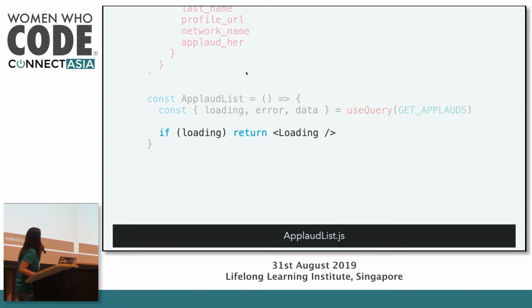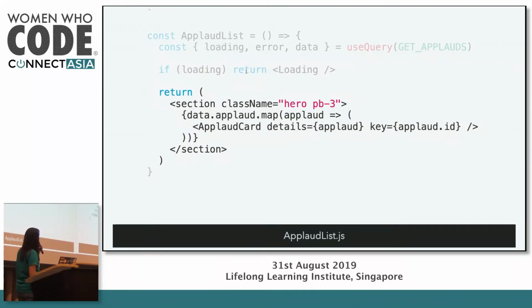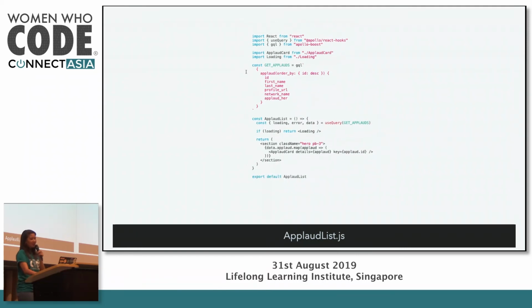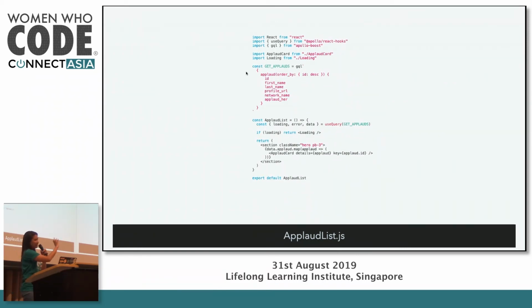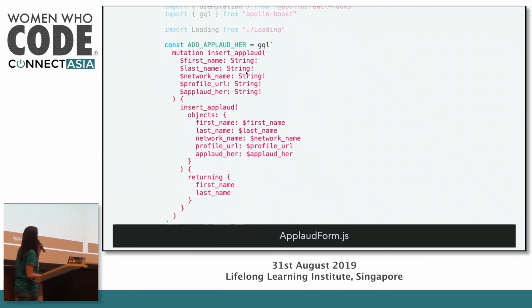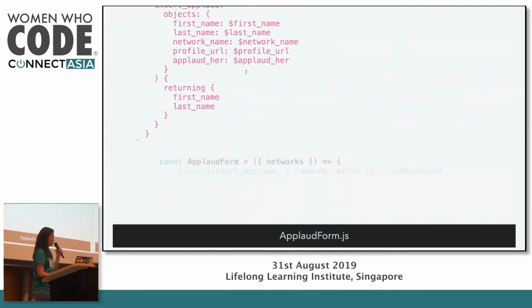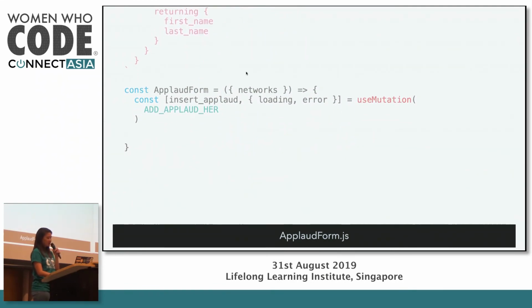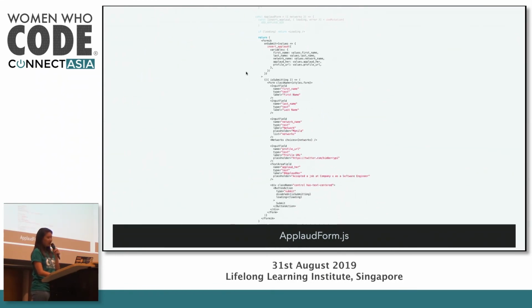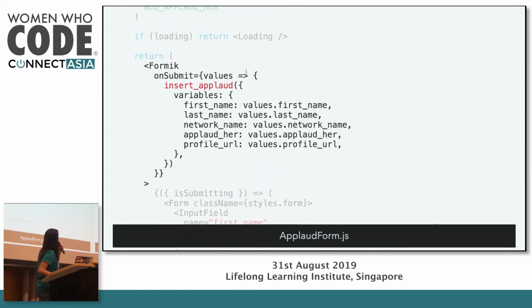And then if loading, just load the loading component. And then render, so I map the list of upload-hers. Okay? So this is the code for the list. And the next is, of course, the form, which is longer. So I'll import the dependencies, same loading, and instead of a query, I'll use a mutation, and then I render the form. If I zoom in, this is the mutation, insert upload-her, etc.